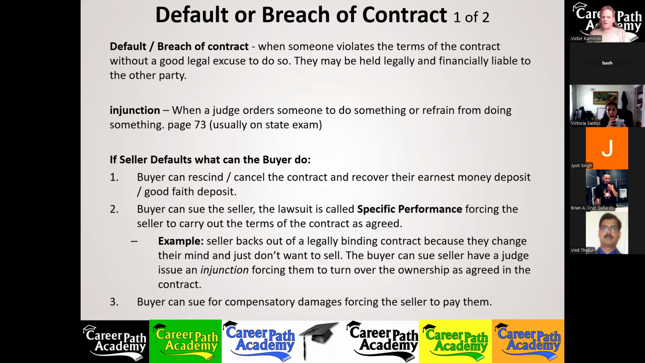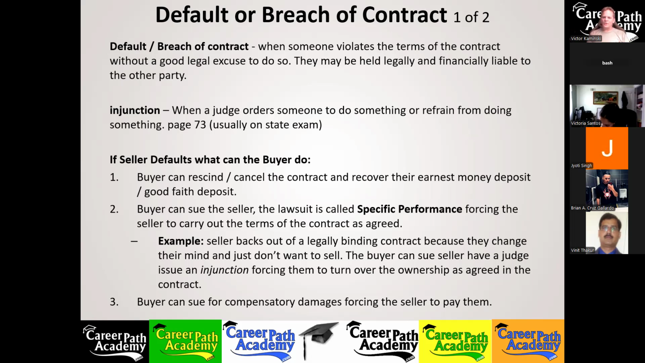The buyer can sue the seller. The lawsuit's called specific performance. They're forcing the seller to carry out the terms of the contract as they agreed to. An example of this is the seller backs out of a legally binding contract because they simply changed their mind and don't want to sell at the last minute. The buyer could sue the seller to have a judge issue an injunction, forcing them to turn over the ownership as they agreed to in the contract.